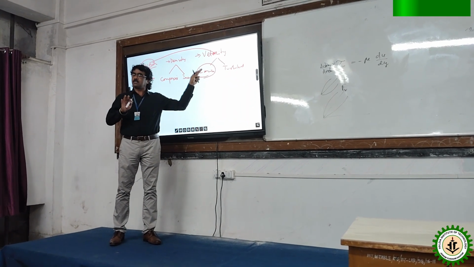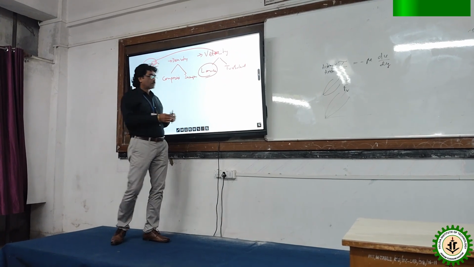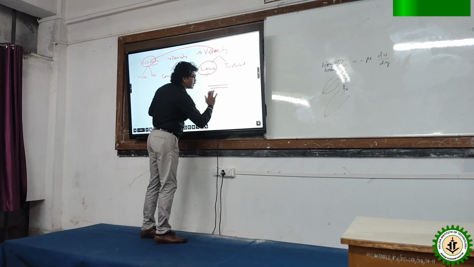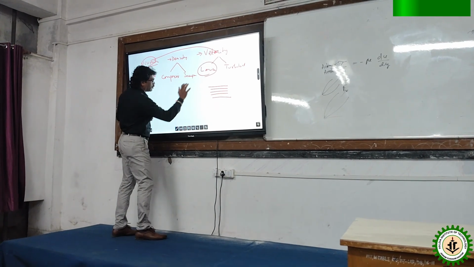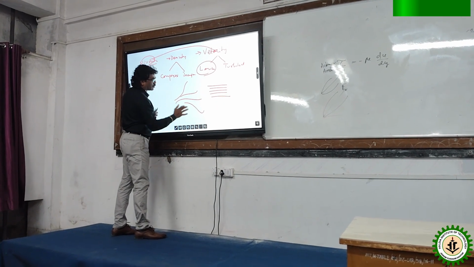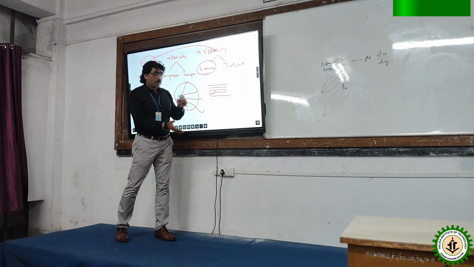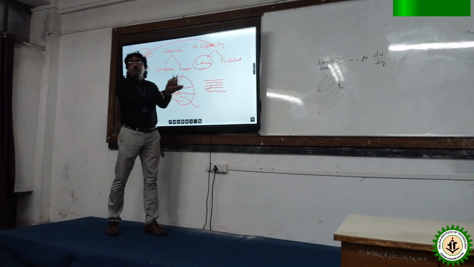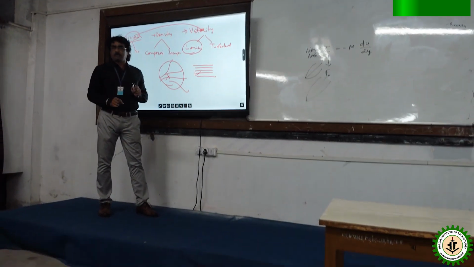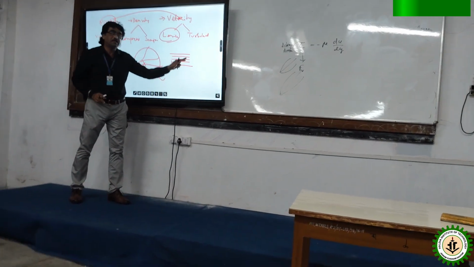But how are you visualizing laminar? Layer by layer. Why are they layer by layer? Not one layer going this way and that way, but uniformly. There is an affinity between them, and the terminology for that is viscosity. That's why we call this a viscous flow.